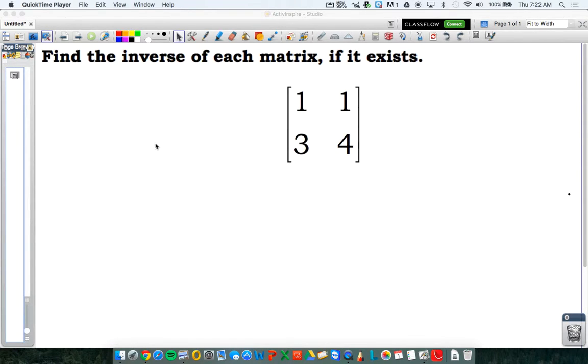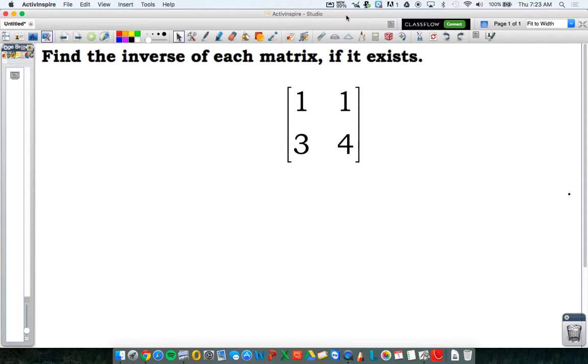Alright, so this question is asking you to find the inverse of a matrix if it exists. Now, the first thing that you're going to do when you're finding an inverse is find the determinant of the matrix. So this is a 2 by 2, so it's going to be downward minus upward, so it'll be 1 times 4 minus 3 times 1, which is just 1.